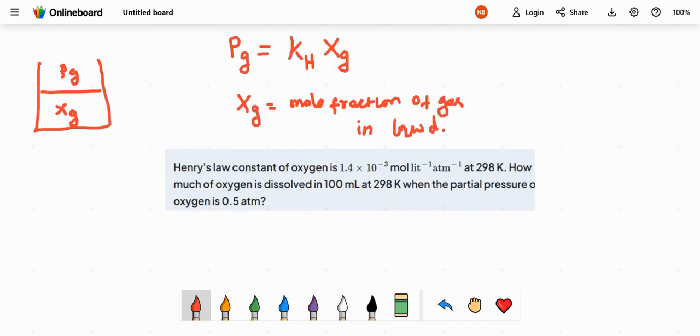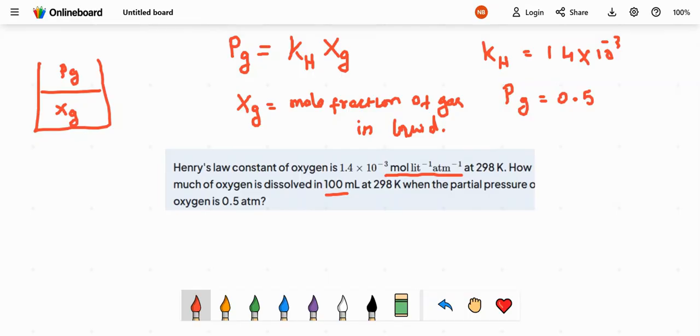So here you may think, ma'am, Henry's law has been given. That is, KH has been given. What is KH? 1.4 into 10 to the power minus 3. And then they have given the partial pressure of the gas also, and they have mentioned this is oxygen gas, and they have mentioned the volume also. Then it is easy to determine how much oxygen will be dissolved in the liquid if you have the partial pressure 0.5, like that you can think, but look at the unit of this Henry's constant.